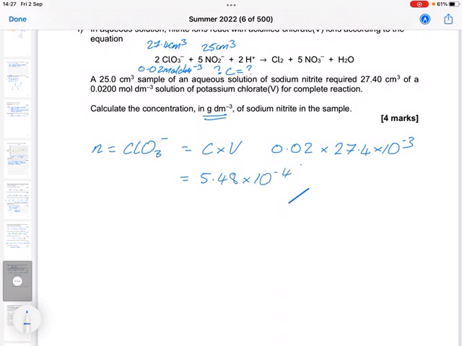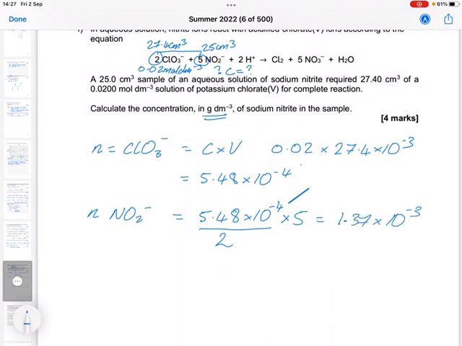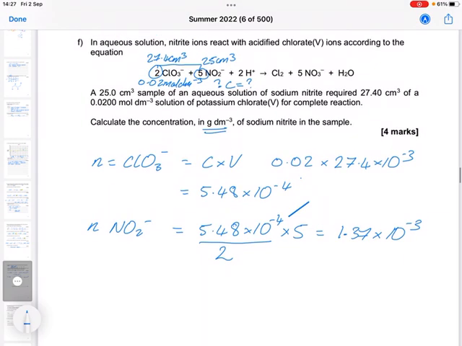So from there, using the ratios, I can work out the number of moles of NO2 minus. It's a 2 to 5 ratio. So to my 5.48 times 10 to the minus 4, I divide by the 2 and then multiply by the 5, which gives me 1.37 times 10 to the minus 3. So I've got the number of moles. Now the volume is going to be 25 centimetres cubed.